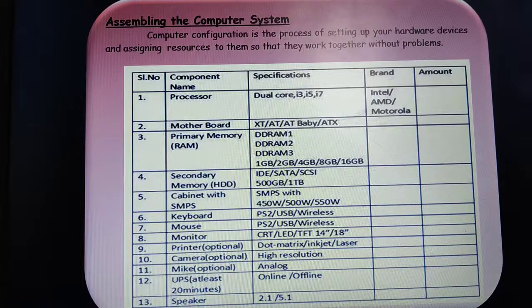In one of the annual examinations, assembling computers was asked. Therein you need to mention the component plus the specification. So this is also again an important question. Just have a glance at this. So this completes the chapter, typical configuration of a computer system.